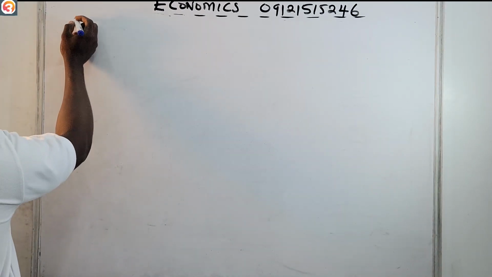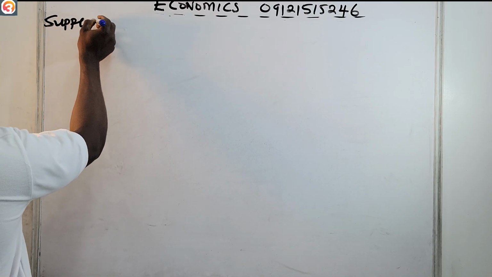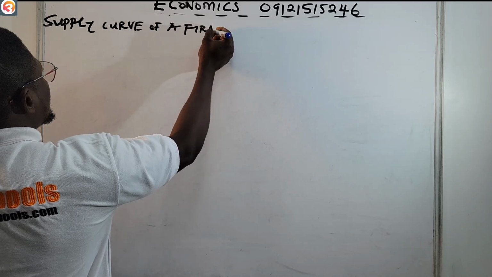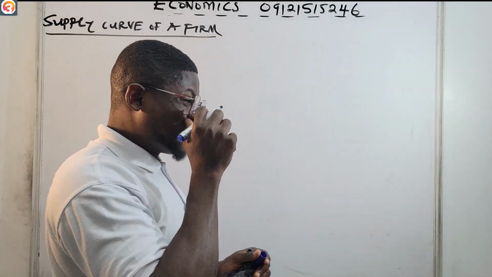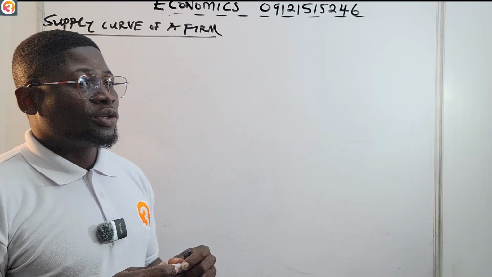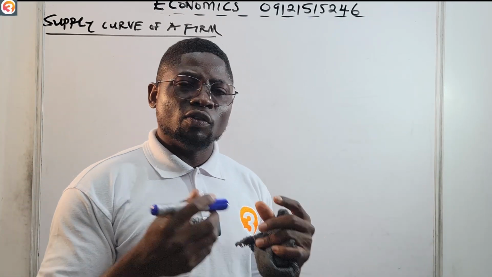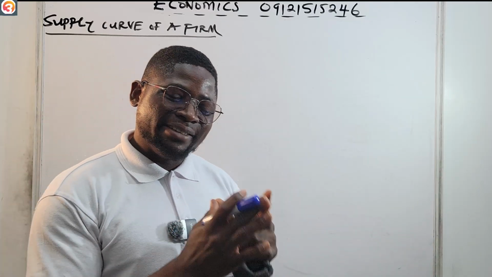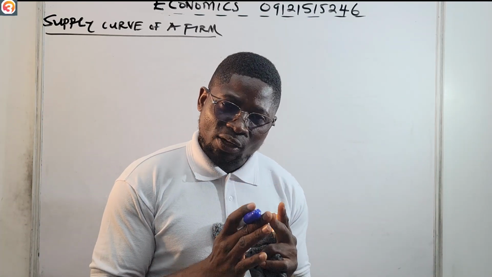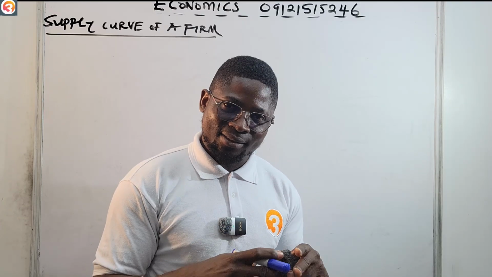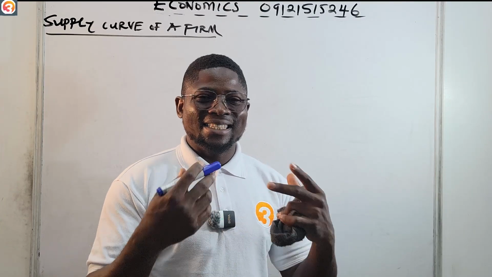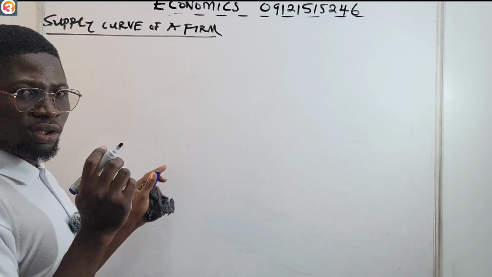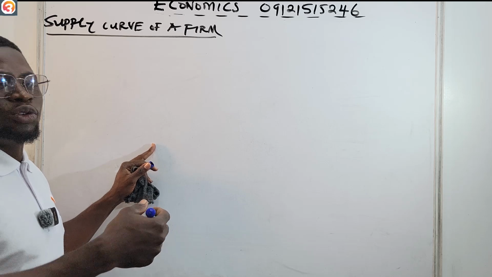So now let us see the supply curve of a firm. The supply curve basically shows the quantity of goods that a firm is willing and able to produce and sell at different prices. Basically, the supply curve tells us how much a firm can supply when prices go up or go down.